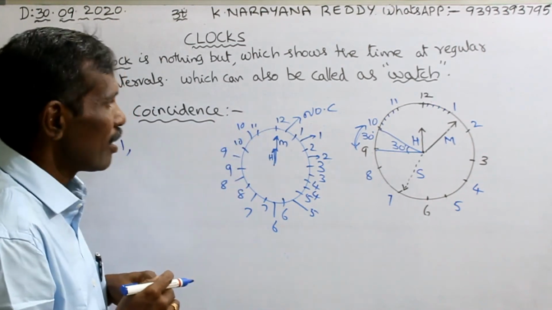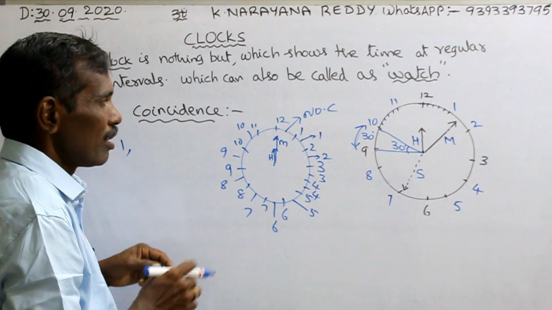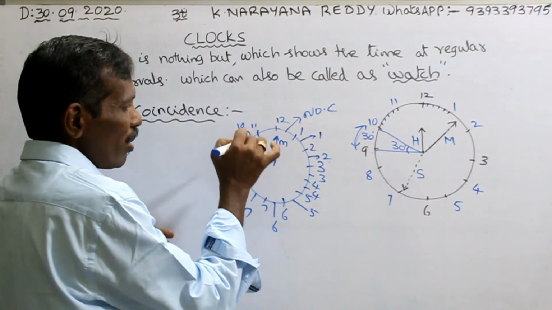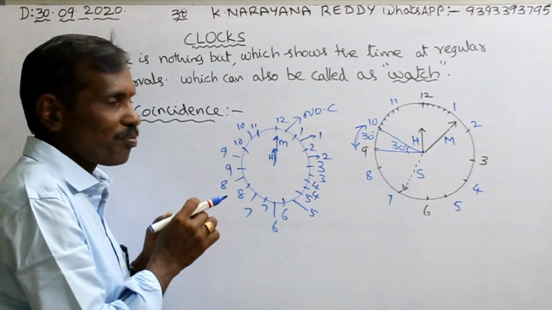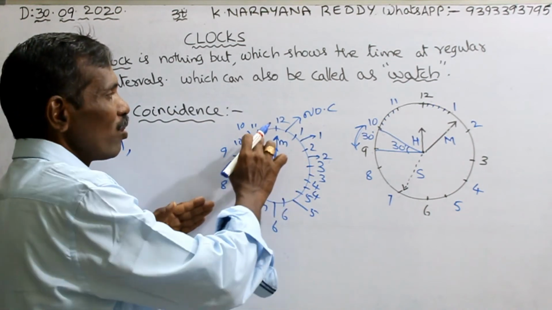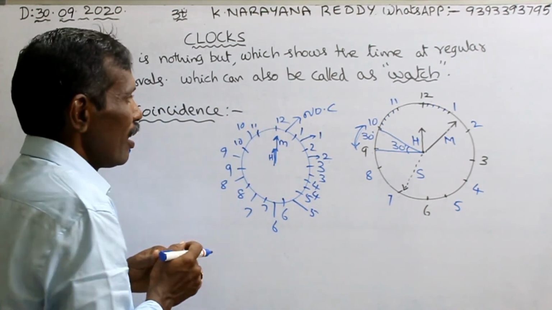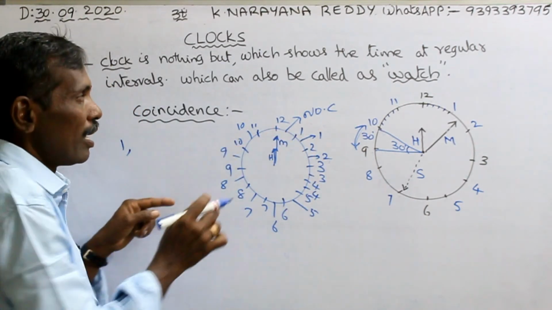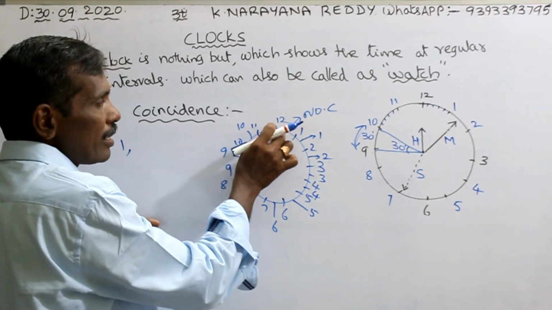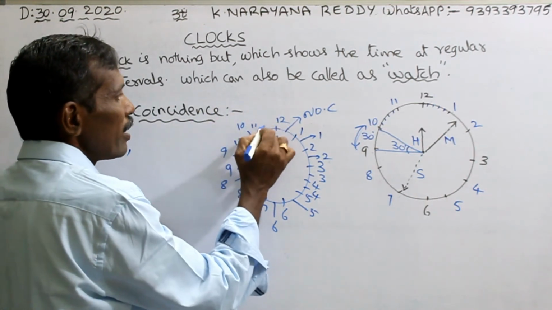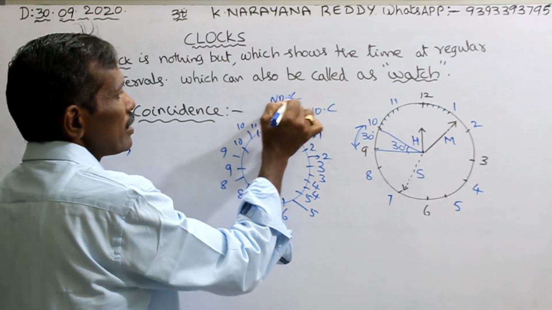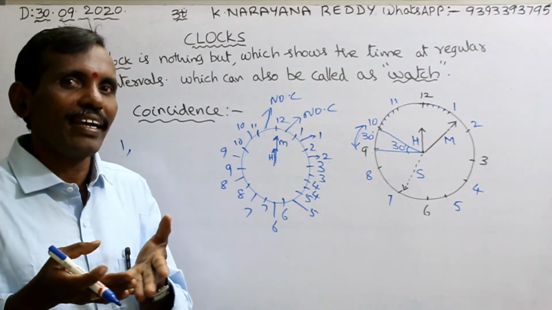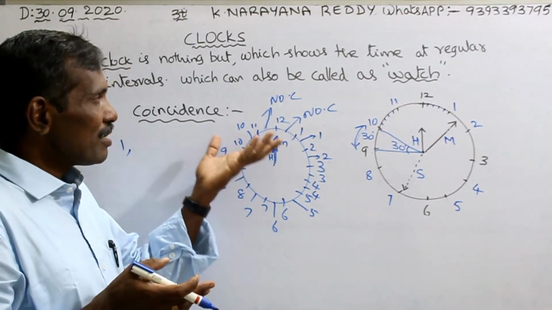Continuing through 3, 4, 5, 6, 7, 8, 9, 10. After 11, please observe here: at 11 the hour hand is there, the minute hand crosses the hour hand and goes to 12. But after completion of one revolution, the hour hand is at 12, and there is no coincidence between 11 and 12. So between 11 and 12 also there is no coincidence between the hour and minute hands. That is an important point which I observed here.